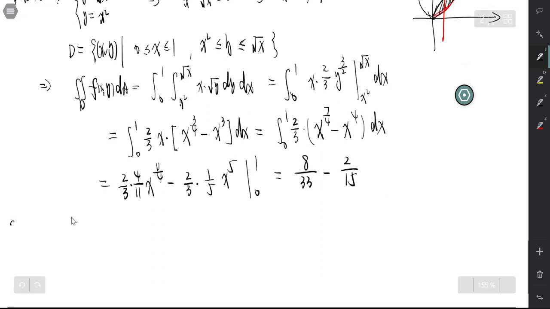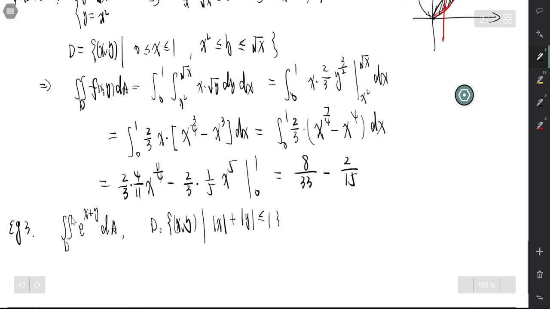Let's see the last example. We just find out the upper limit and the lower limit. The double integral over D of x plus y dA, where D is (x, y) where the absolute value of x plus absolute value of y is less than or equal to 1. This region is a little strange.